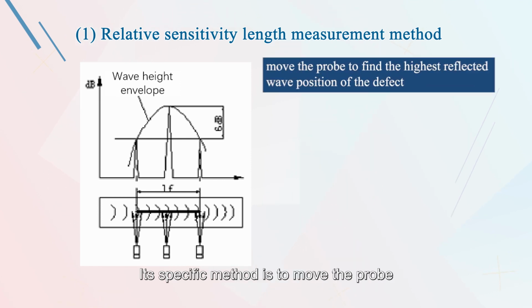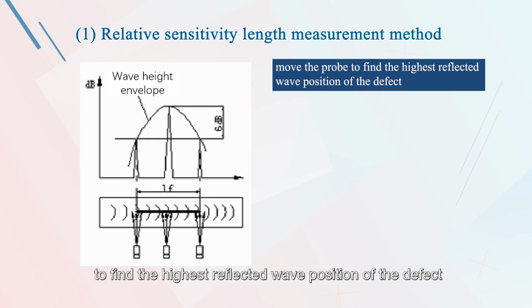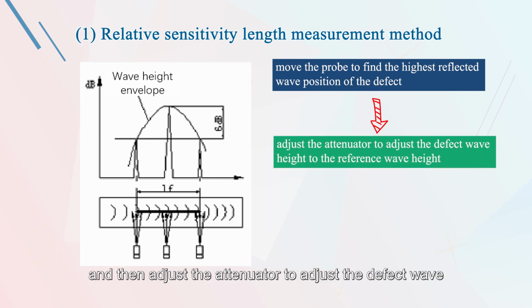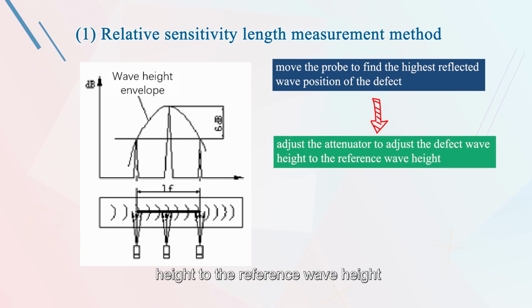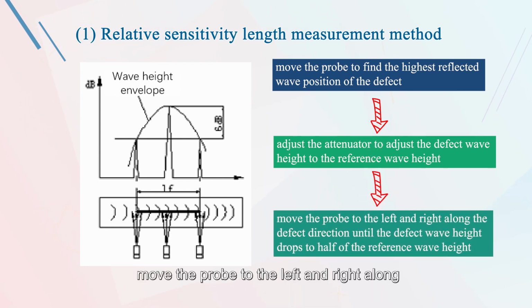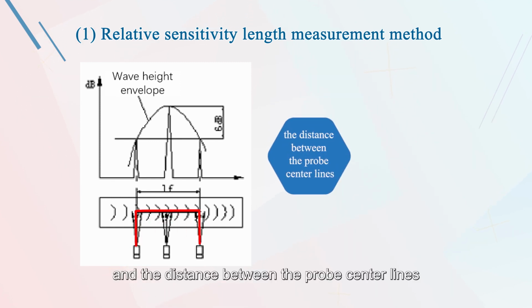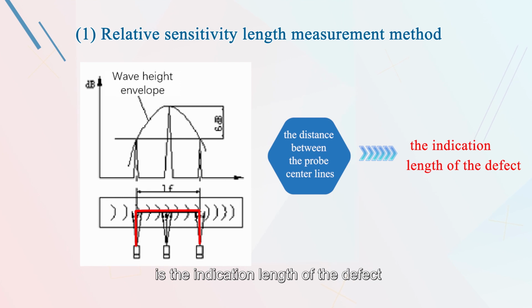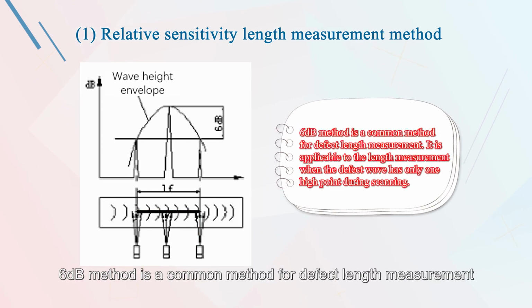Its specific method is to move the probe to find the highest reflected wave position of the defect, and then adjust the attenuator to adjust the defect wave height to the reference wave height. Then move the probe to the left and right along the defect direction until the defect wave height drops to half of the reference wave height. The distance between the probe center lines is the indication length of the defect. The 6 dB method is a common method for defect length measurement.